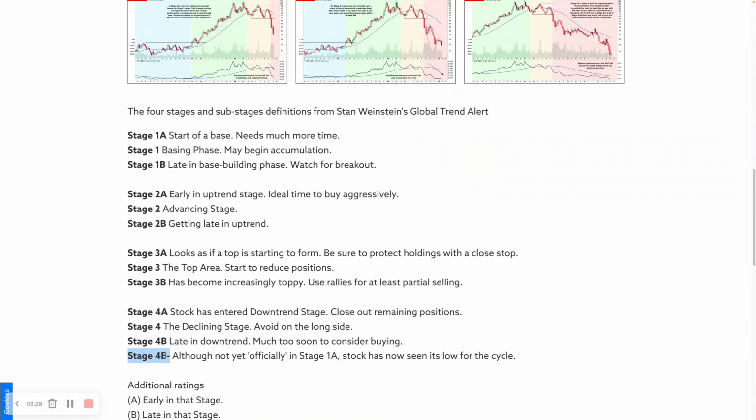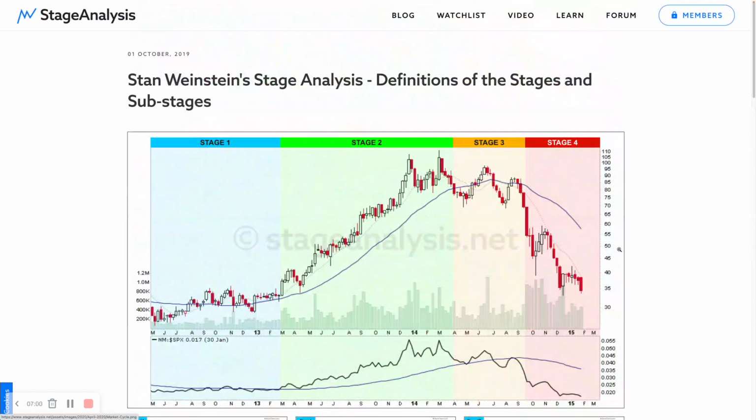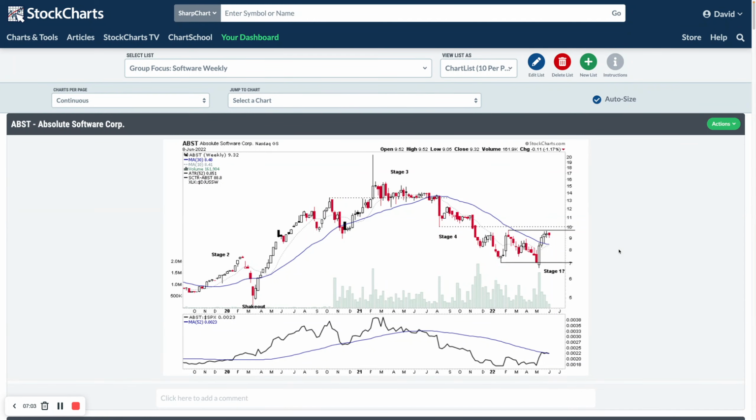So there's a lot of stocks at the moment which you might consider stage 4B minus, which the definition is, although not yet officially in stage 1A, the stock has now seen the low for the cycle. So there's a chance that we've seen some of those at the moment. There's been a lot of short covering type rallies, and with the recent moves off the lows, there's a possibility that some of the ones that look like they're in early stage 1 could still be in stage 4B minus. As they're not technically yet in stage 1, they're just forming base structures within a stage 4 decline.